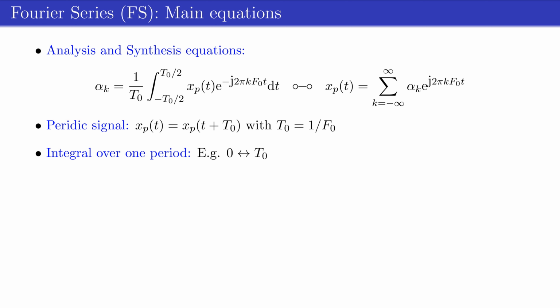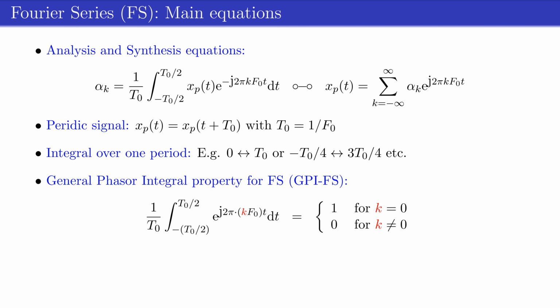The integral of the analysis equation is taken over one fundamental period t0. Where we take this integral is not important, as long as it involves only one fundamental period. For example, we can evaluate the integral from 0 to t0, or from minus t0 over 4 until 3t0 over 4. Finally, this phasor integral property plays a crucial role in the development of the Fourier series expansion.